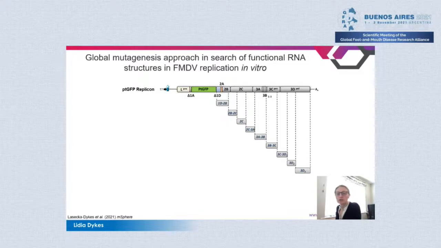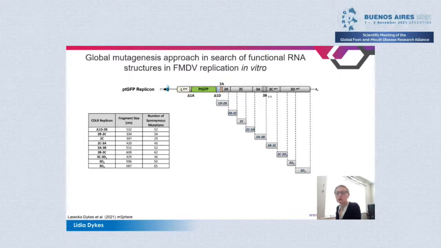We artificially divided the non-structural encoding region into 9 fragments using convenient restriction sites and permuted each fragment using the CDLA algorithm, which preserves the amino acid coding and the nucleotide frequencies. The CDLA permutation changed around 10% of nucleotide identity within each fragment, and computational analysis confirmed that the RNA structures localized within each fragment were drastically altered by the algorithm.